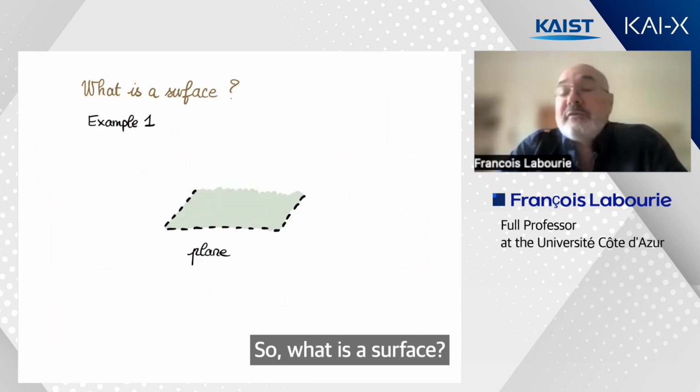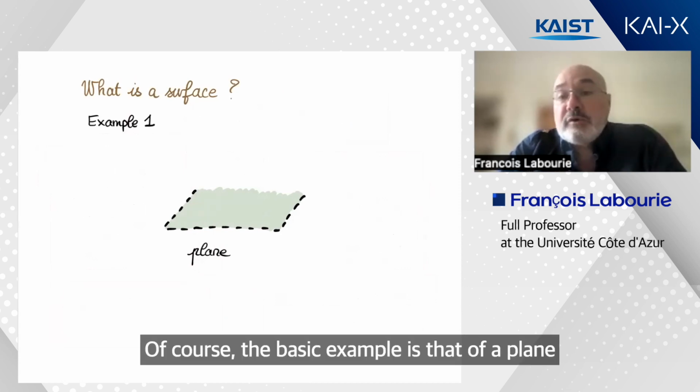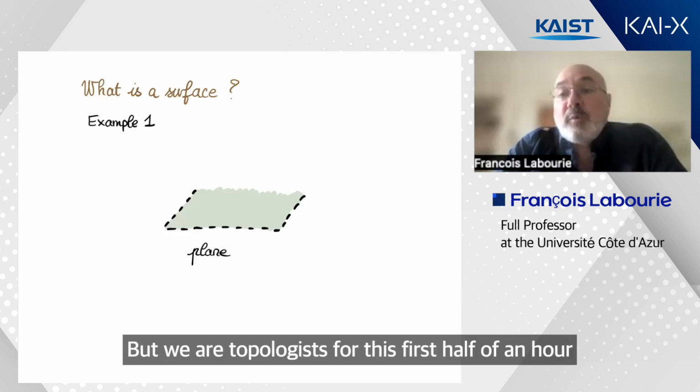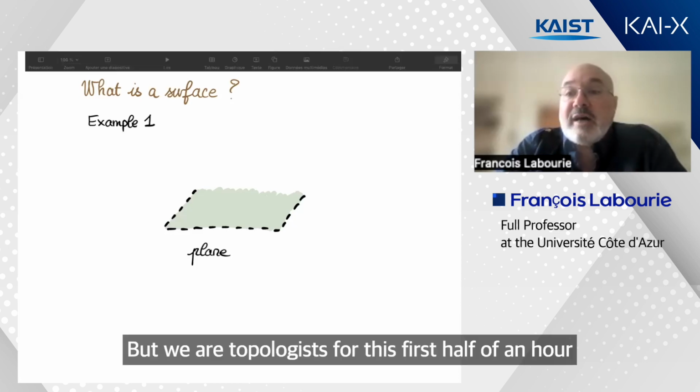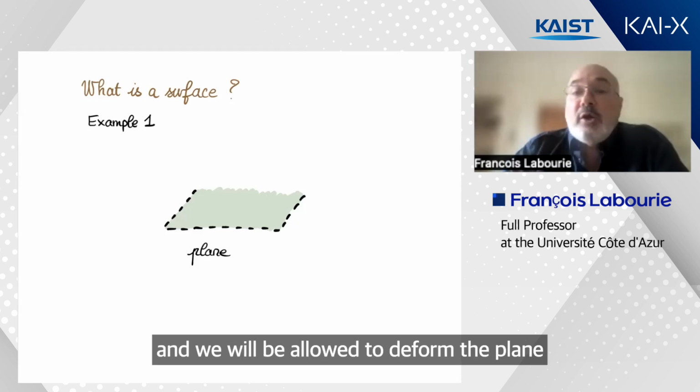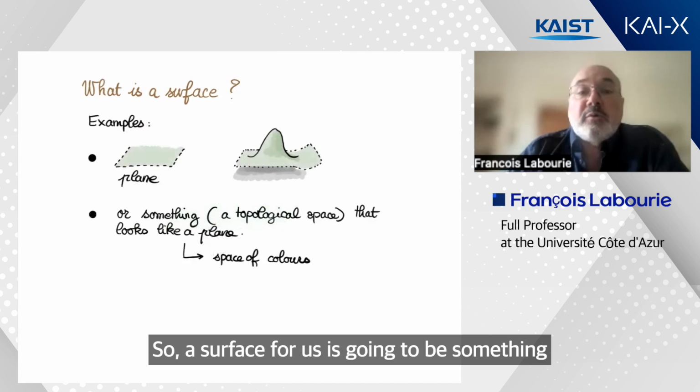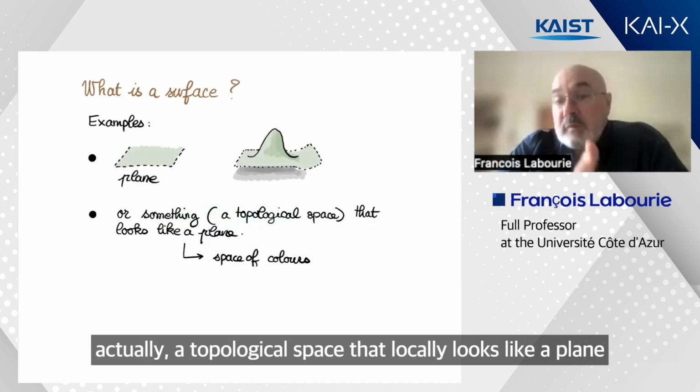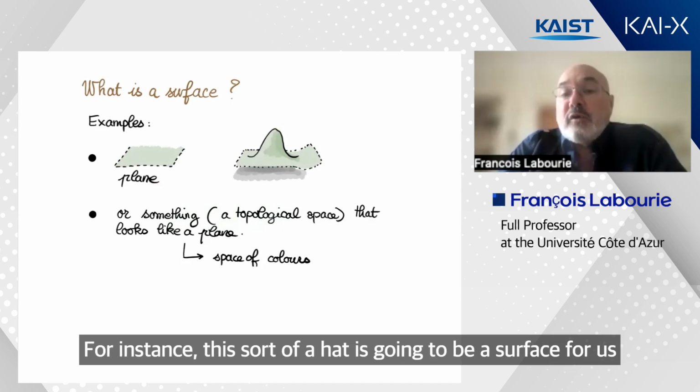So what is a surface? Of course, the basic example is that of a plane. But we are topologists for this first half of an hour, and we will be allowed to deform the plane. So a surface for us is going to be something, actually a topological space, that locally looks like a plane. For instance, this sort of a hat is going to be a surface for us.